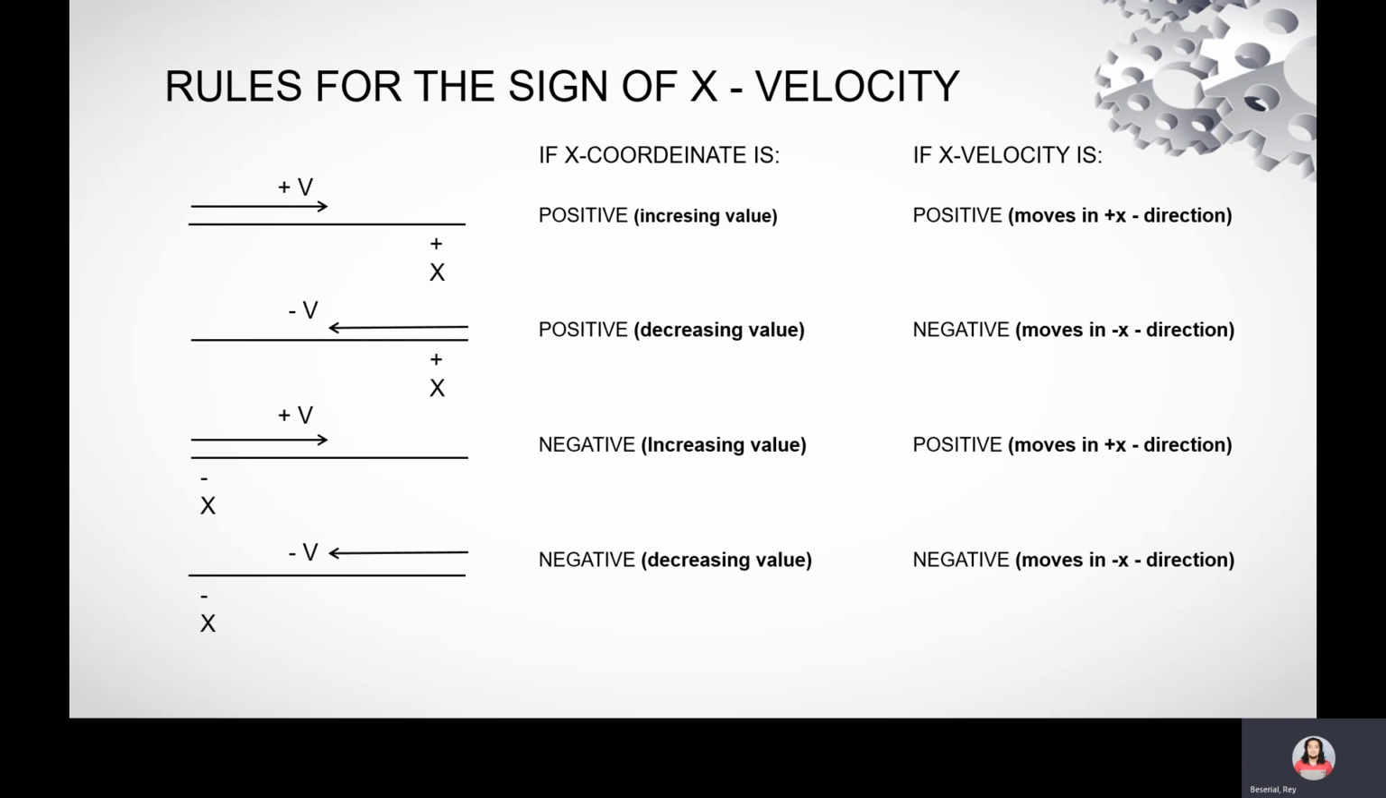So the last case is from negative going further toward the negative, our velocity is going to the negative. So our x-coordinate is negative and decreasing in value because our velocity is moving toward the negative direction further. Okay.